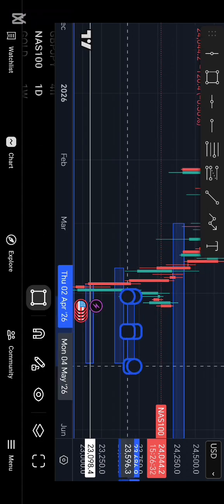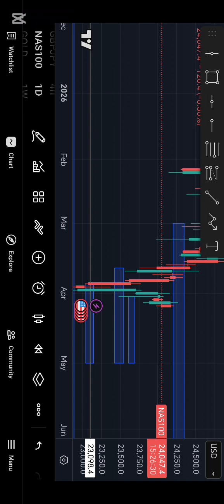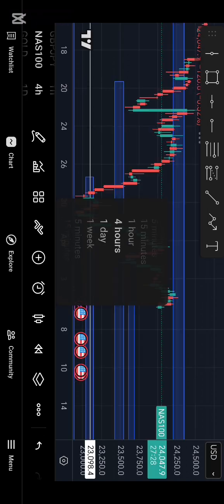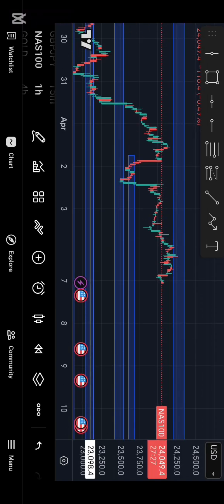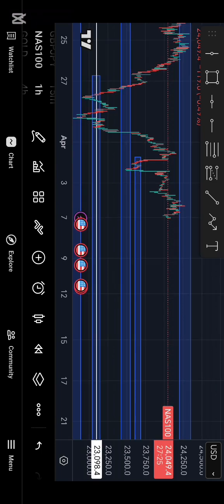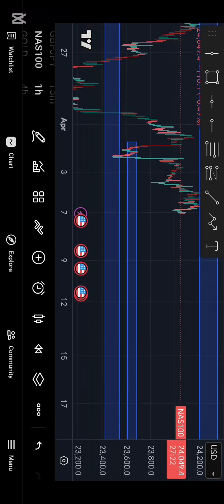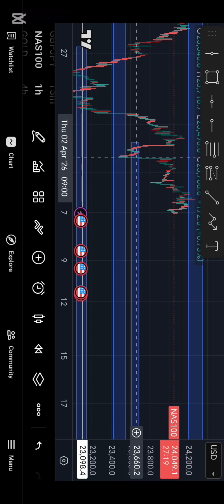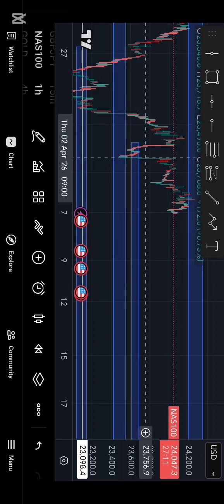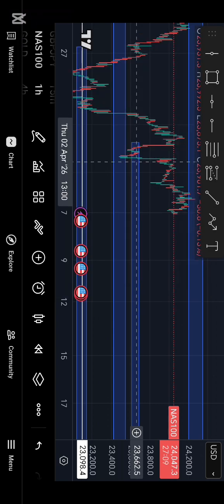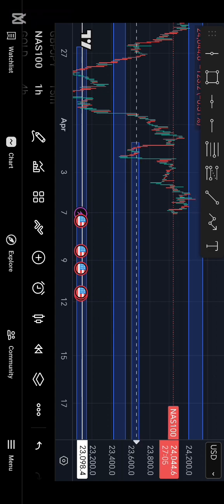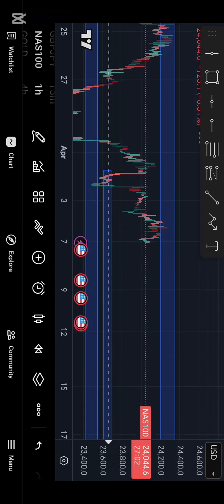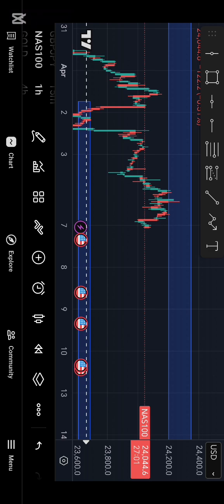So what I would do right now is neaten my chart so that it looks a lot better, and then I would go onto my 1 hour. Once on my 1 hour, my areas are already placed, so all I need to do is identify an entry point. So I would look at an entry point somewhere around the 23,660 zone.